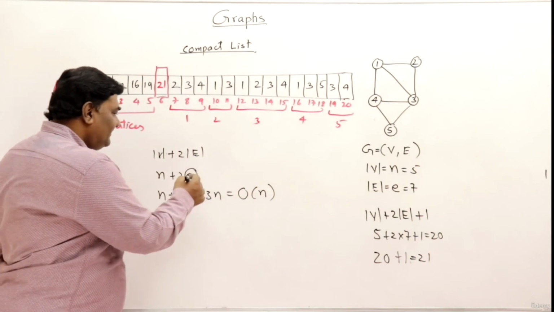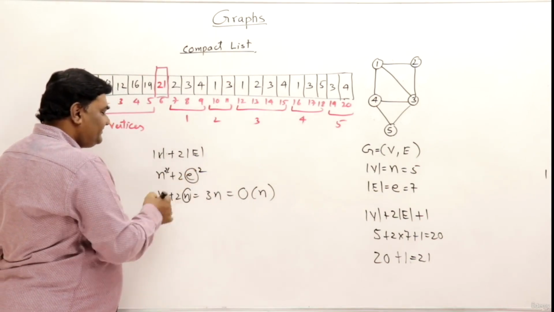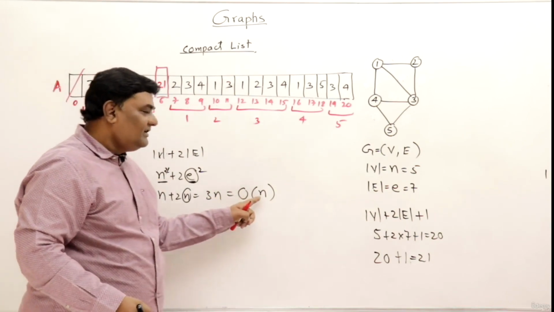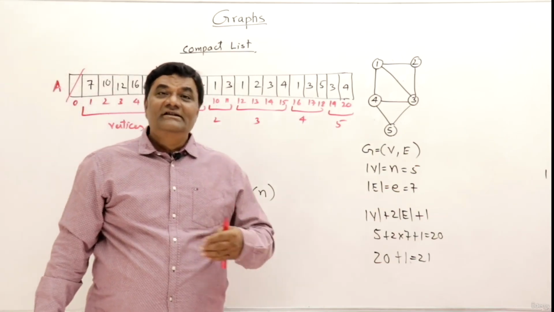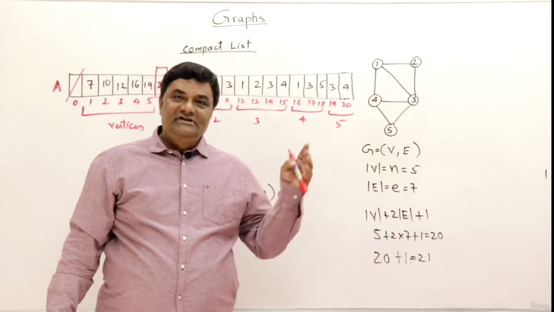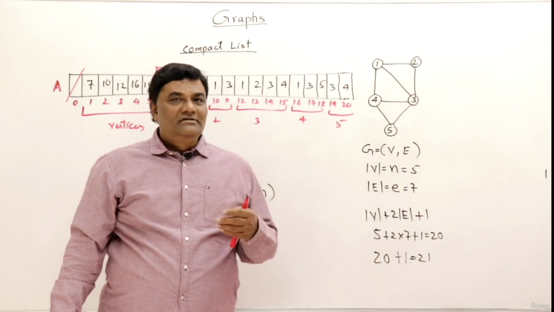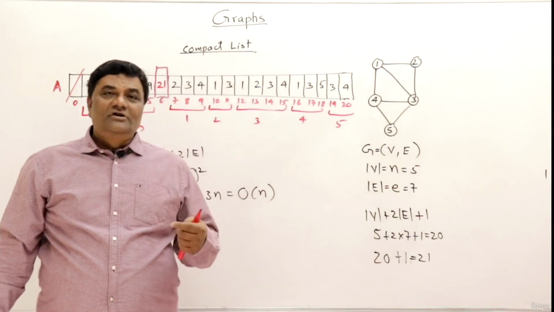It's not e square, right? E square means quadratic. It is not n square. N square means quadratic. So this is also linear, this is also linear. So both are linear. So n here is not a variable; this means linear. So the space consumed by compact list is linear. That's all. In the coming videos we will see algorithms on graphs.